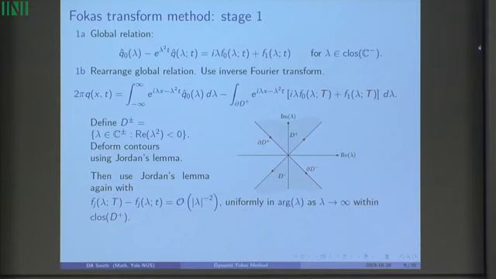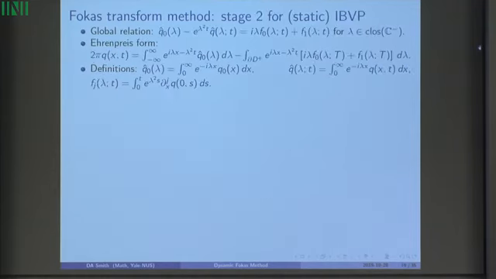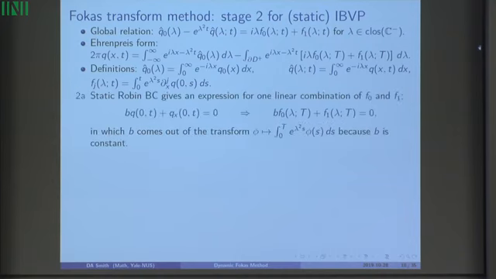So we have a global relation and an Ehrenpreis form. The Ehrenpreis form is nice because it's a representation of the solution, but it's not effective because we've got the time transforms of both boundary values here. And we can't have both of those specified in the well-posed problem. So we need to do stage 2. We need to construct our data to unknown map.